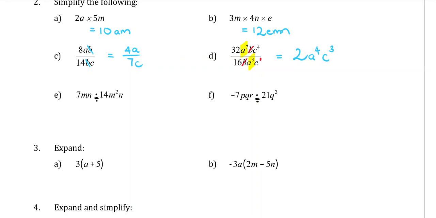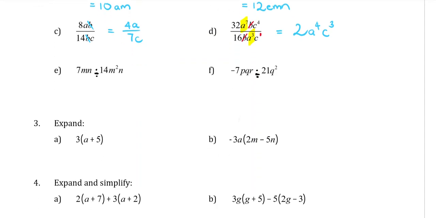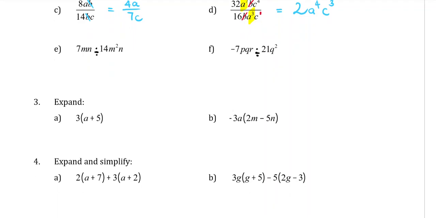Question E and F are also dividing, but this time they actually have divide signs, not fractions. But that doesn't mean that you might not want to write them as fractions so that we can avoid doing decimals or other horrible things with our solutions. So 7 divided by 14, straight away we can realise that's not going to go nicely. So best idea is to turn that into a fraction, 7mn over 14m squared n, so that we can simplify and leave our answer in fraction form.